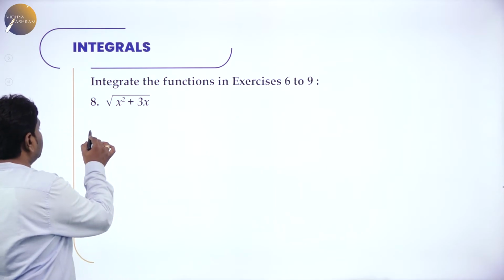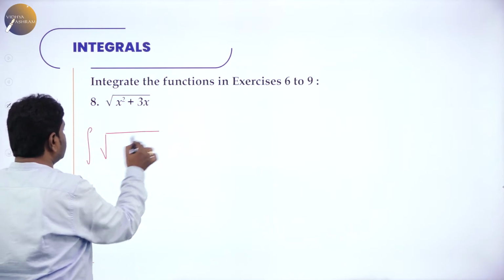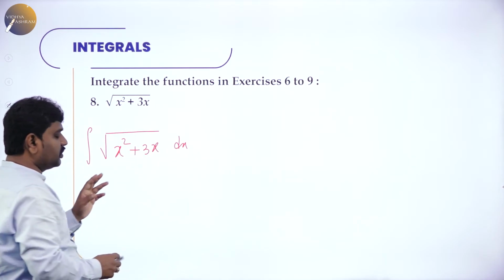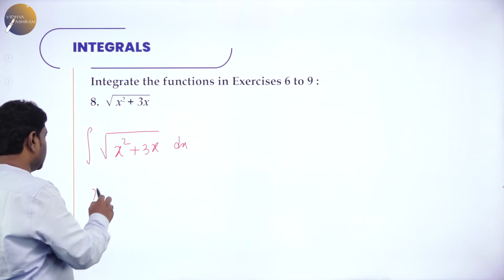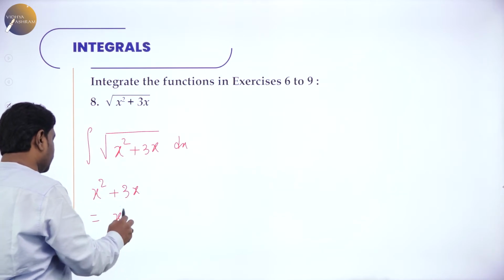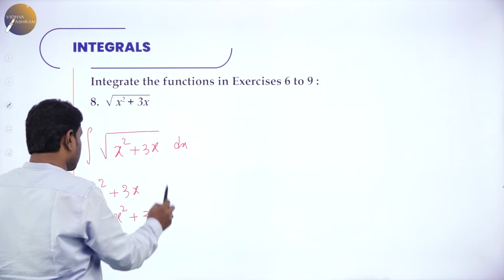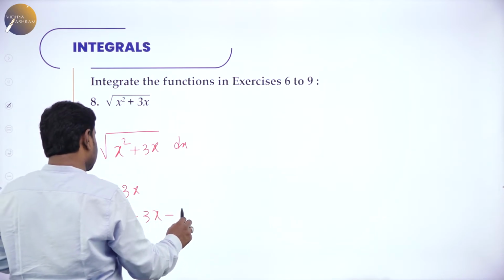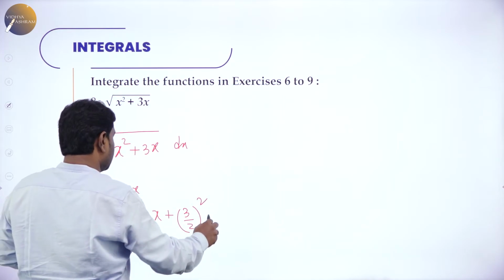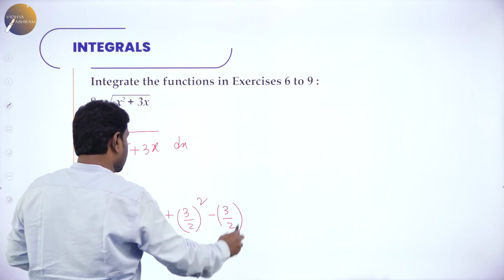Then we have the eighth problem: integration of root of x square plus 3x dx. So now here only two terms are there. What I'll do, I'll take x square plus 3x and I'll add and subtract half the coefficient of x the whole square. X square plus 3x, first add 3 by 2 whole square, minus 3 by 2 whole square. Add and subtract this.